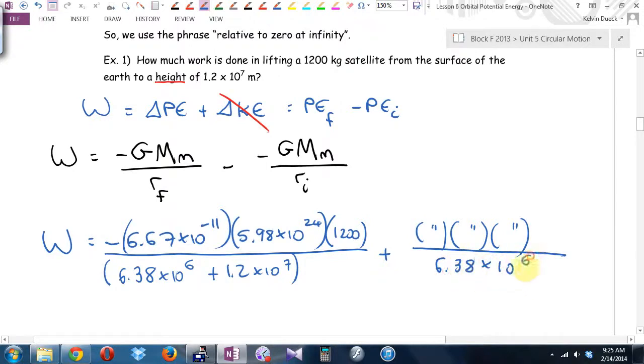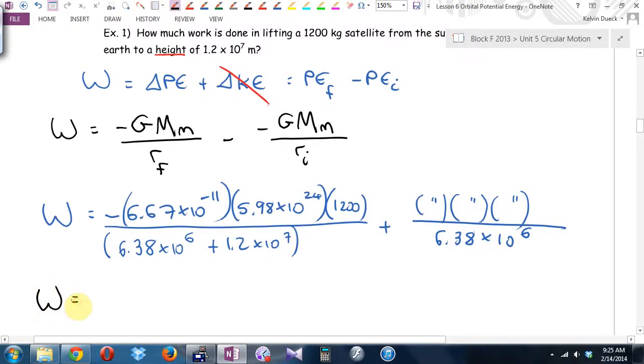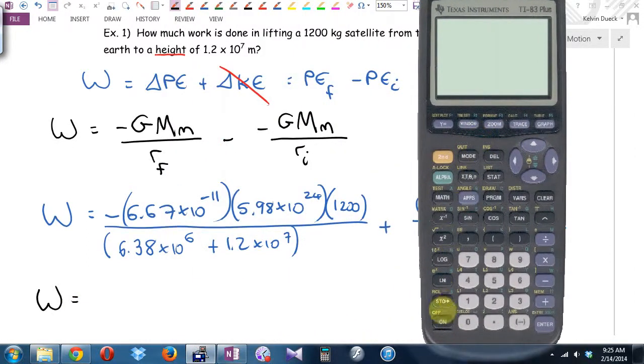All of you, get out your calculators. Every one of you, because I'm going to show you the best way to type this. The best way to type this is in stages. We're only going to type in the first fraction first. So you ready? I'm going to clear. I'm going to go negative 6.67, scientific notation, negative 11, times 5.98, scientific notation button, 24, times 1200, divided by bracket 6.38, scientific notation 6, plus 1.2, scientific notation button 7. Carefully type that in and see if you get that.